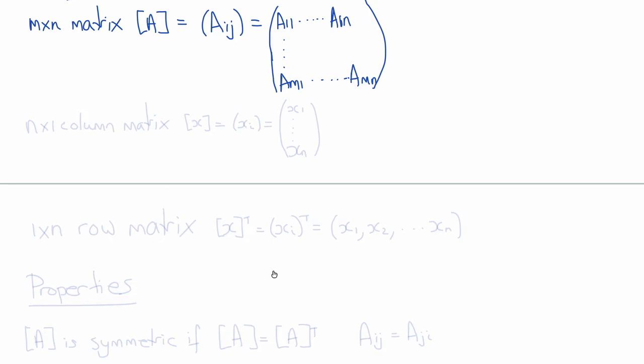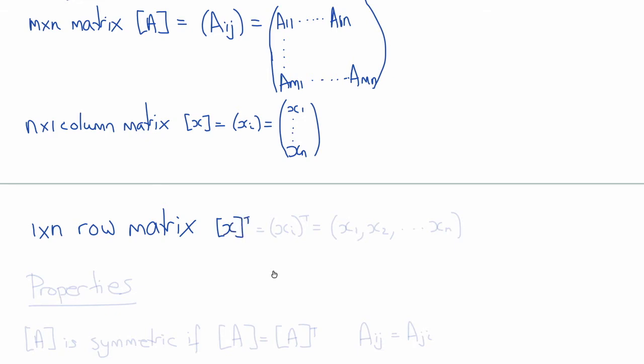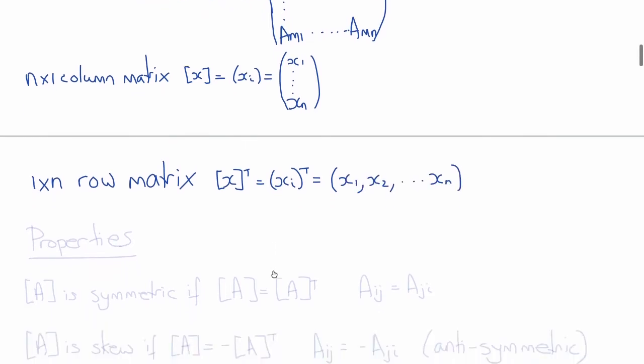Similarly, an n by 1 column matrix X would have n rows with components x1 through xn. The row matrix X transpose would be a 1 by n matrix with one row and x1 through xn in the columns.